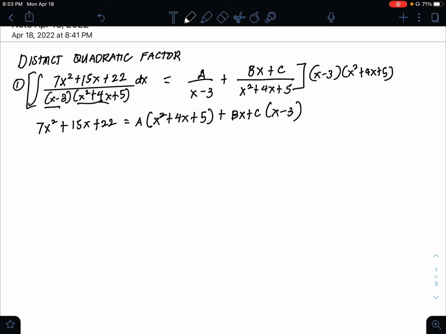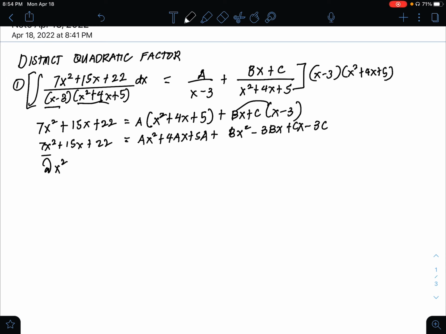So, for this one, we are going to find the constants a, b, and c in order for us to get the integration of the function given here. So if you're going to substitute, no, or multiply, so ax squared plus 4ax, that's plus 5a plus, okay, that's bx squared minus 3bx plus cx minus 3c. Yan. Okay, so start po tayo sa at x squared.